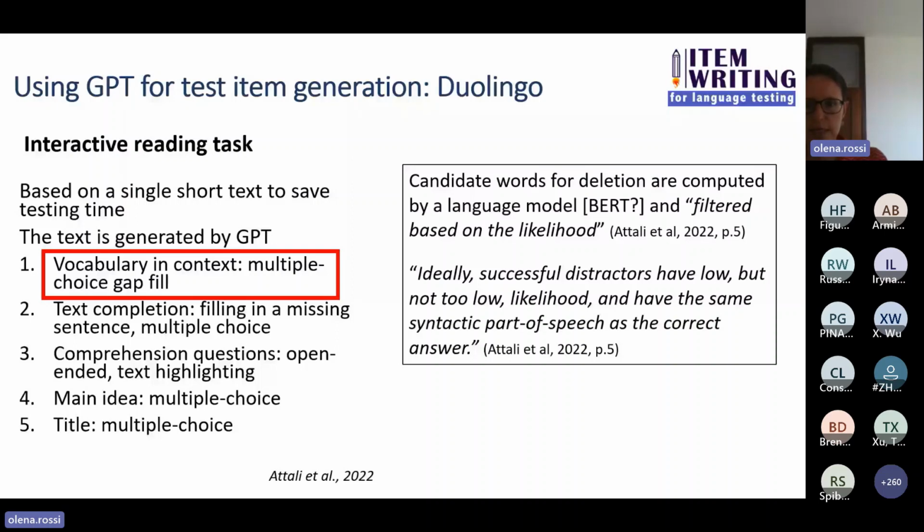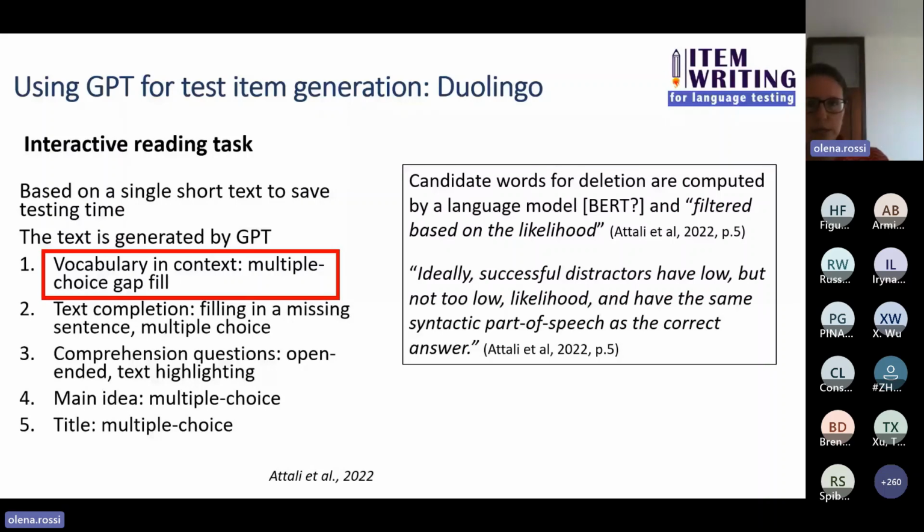The distractors for the deleted words are then selected, also by the language model, and they use the model likelihood output. That is, how likely is each word to be correct in the gap. The colleagues write that ideally they choose the distractors that have low but not too low likelihood and that have the same syntactic part of speech as the correct answer.